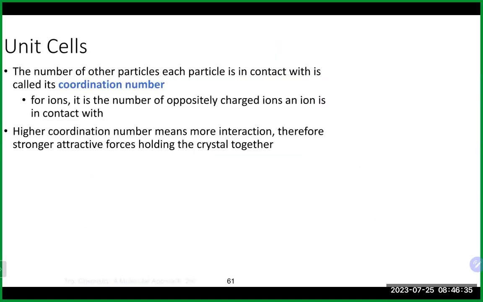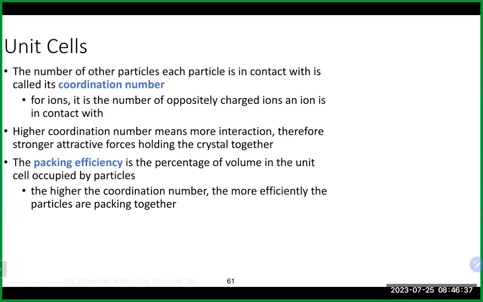So let's talk a little bit about these unit cells. Something we're not going to go into too much detail on is that the number of particles that come in contact with each other is referred to as the coordination number. So for ions, obviously opposite charged ones are going to come in contact with one another. The higher the coordination number, that means there are more interactions, and the stronger the attractive forces are. Because the higher coordination number means there are more things in contact with each other, which by default means they're attracted to each other, right? So they have to be in contact with each other.